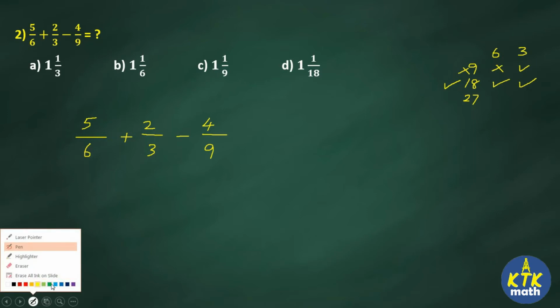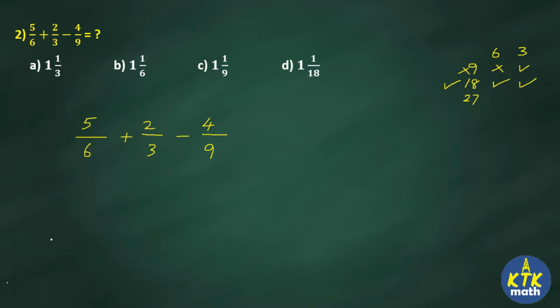So how can I change all the denominators to 18? You need to check here. 6 multiplied by 3 will give you 18, so the same 3 you should multiply with the numerator also. Similarly, 3 multiplied by 6 will make 18, so the same 6 you multiply with the numerator. 9 multiplied by 2 will give you 18, so the same 2 you multiply with the numerator also.